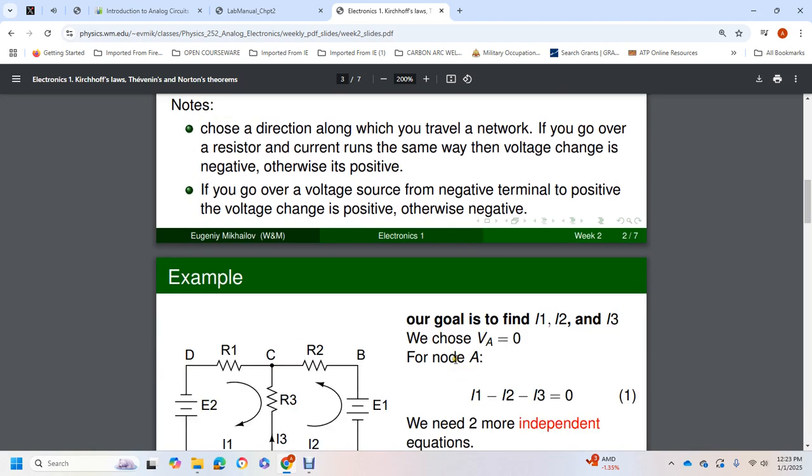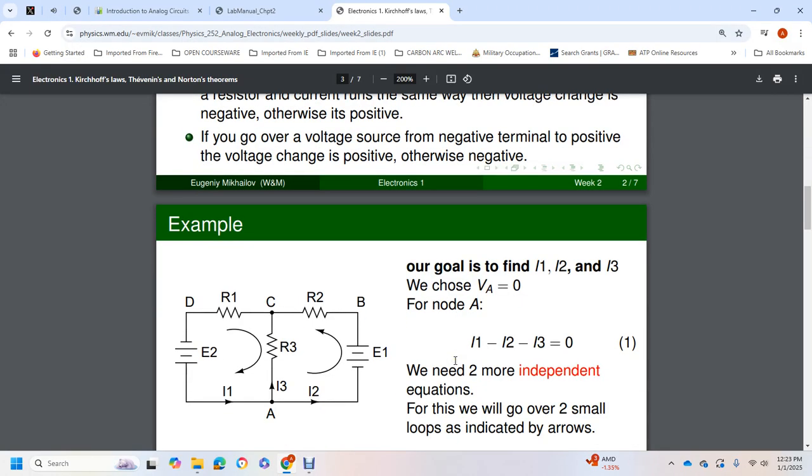Our goal is to find the currents I1, I2, and I3. The voltage at A is equal to 0 for node A: I1 minus I2 minus I3 equals 0. We need two more independent equations.